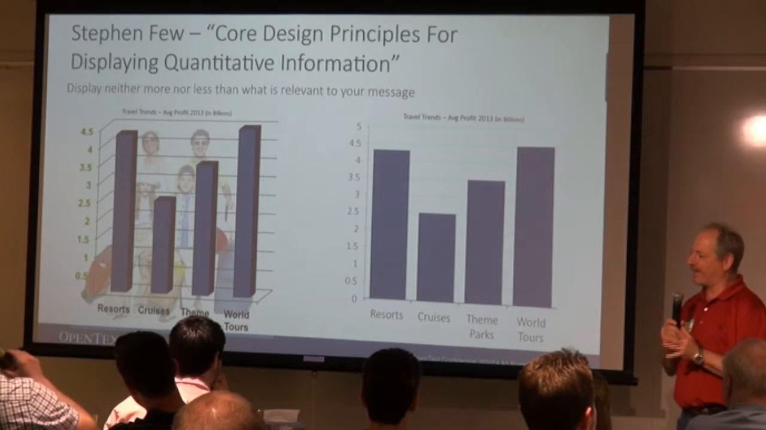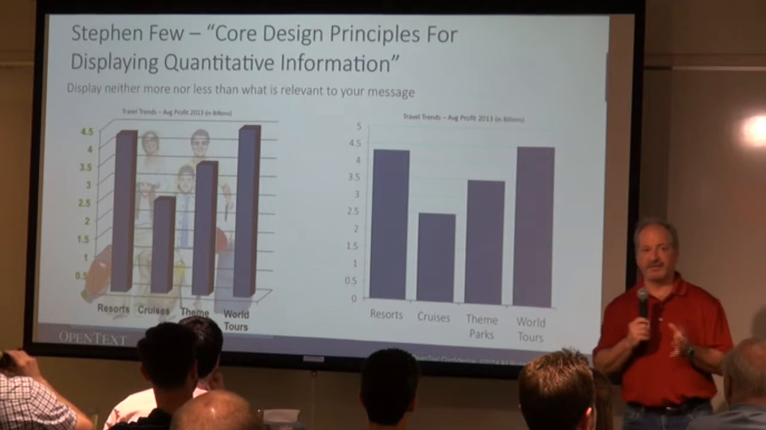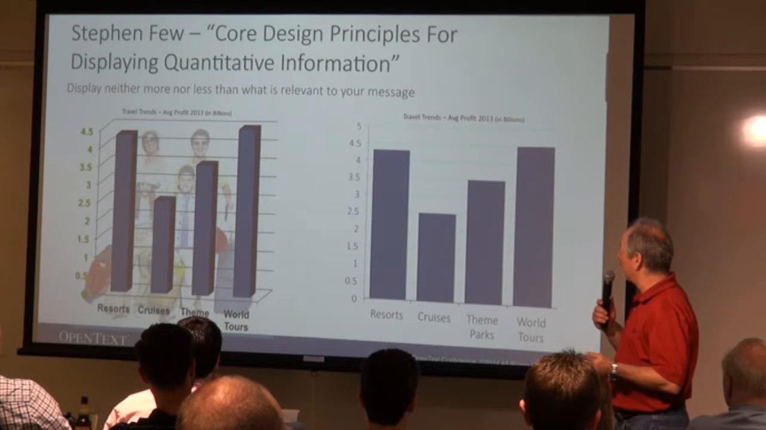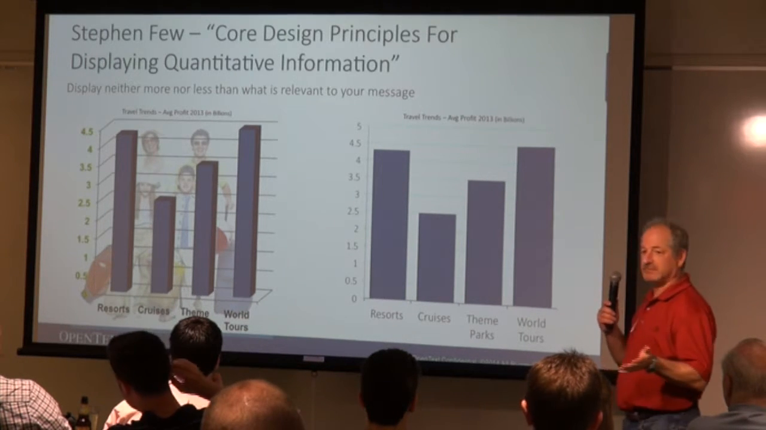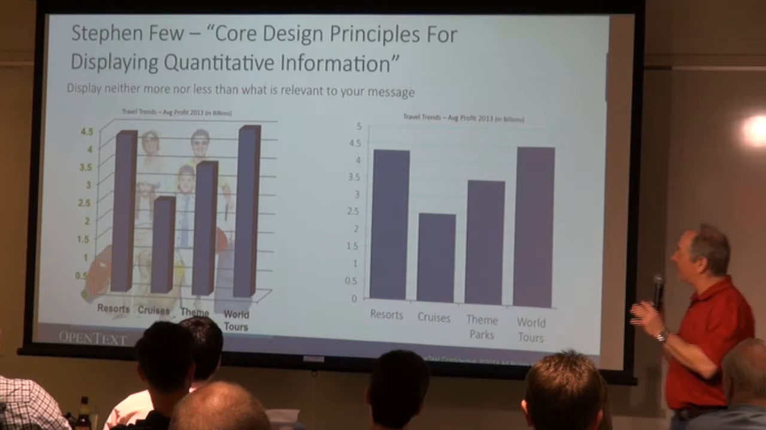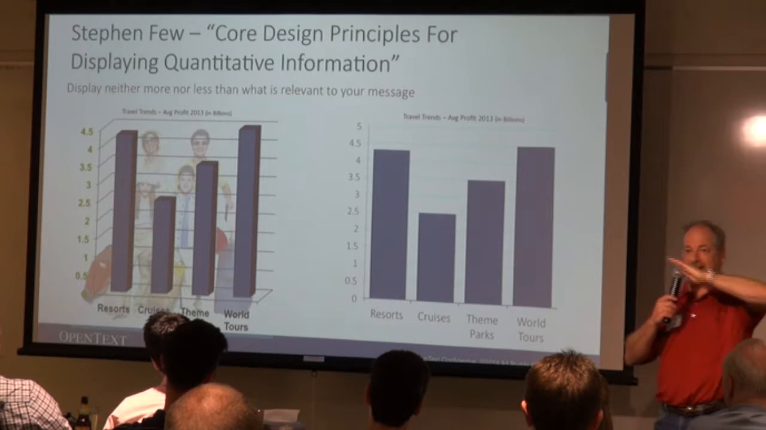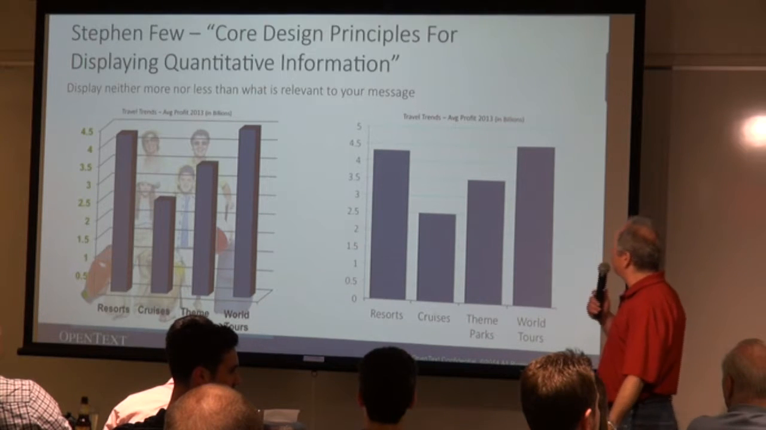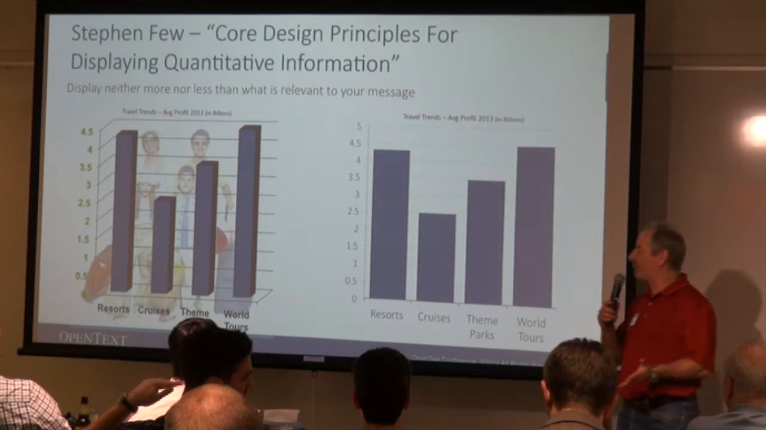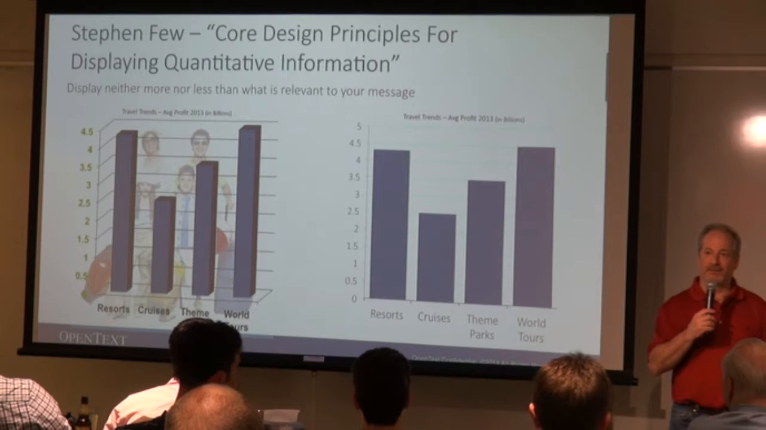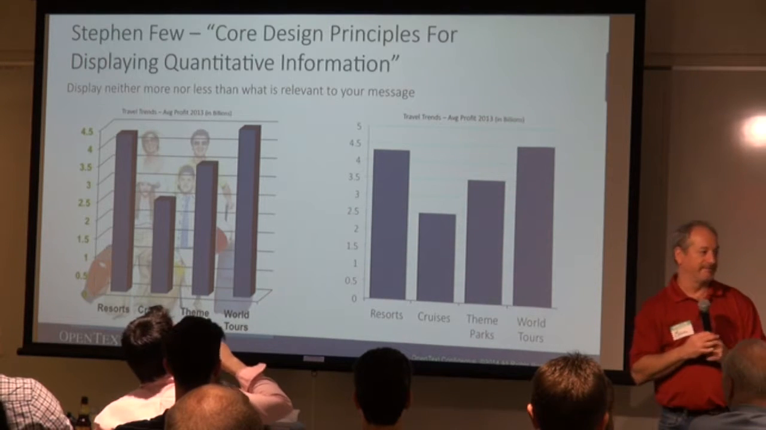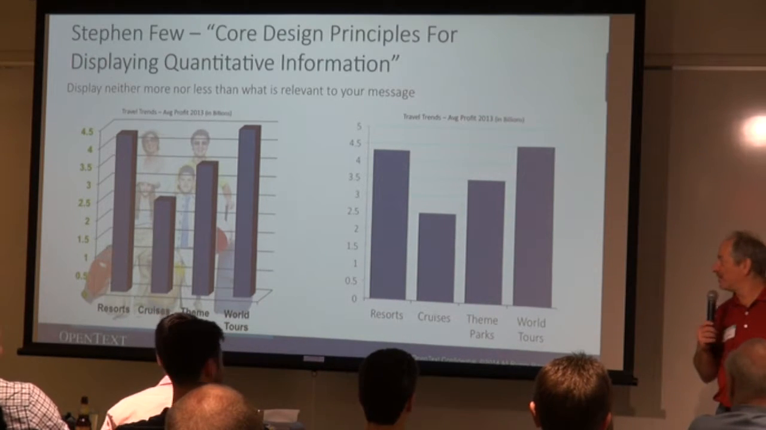Part of it is distracting. The big no-no on this is 3D. In general, in 3D charts, if you actually just look at that chart, can you tell me the number for theme parks? You can't. It is actually 3.5, but because it's angled here, you can't really see. Can you tell me what the number is for world tours? No, you can't. The 3D distorts completely the numbers that you're actually looking at. And the fact that they have that junk in the back is something we're going to call chart junk, and we're going to talk about that in a little more detail.